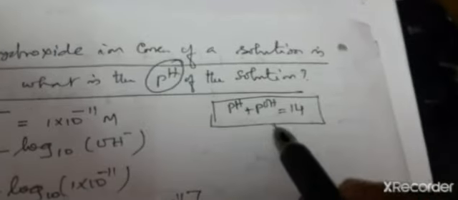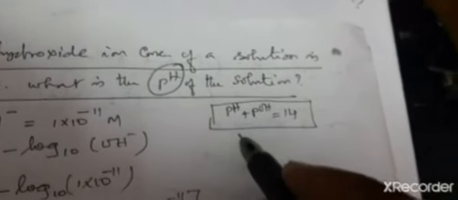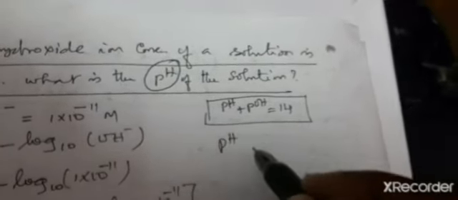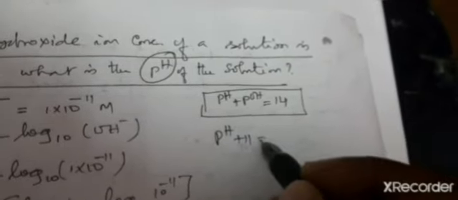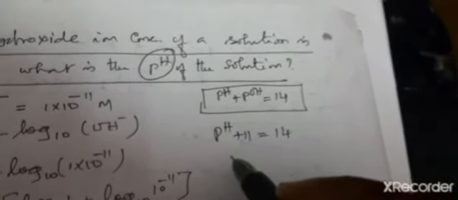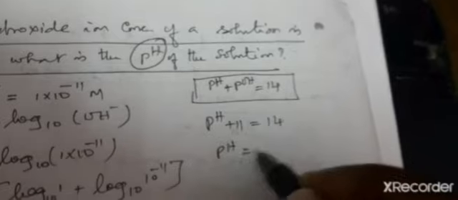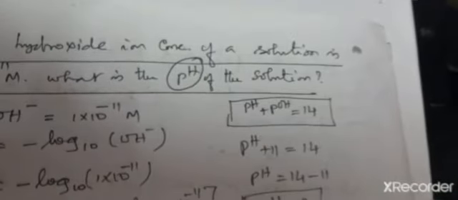So you have to find out pH. The relationship is given: pH plus pOH is equal to 14. So pH plus 11 is equal to 14. Then 14 minus 11, pH is equal to 3. pH is equal to 3.